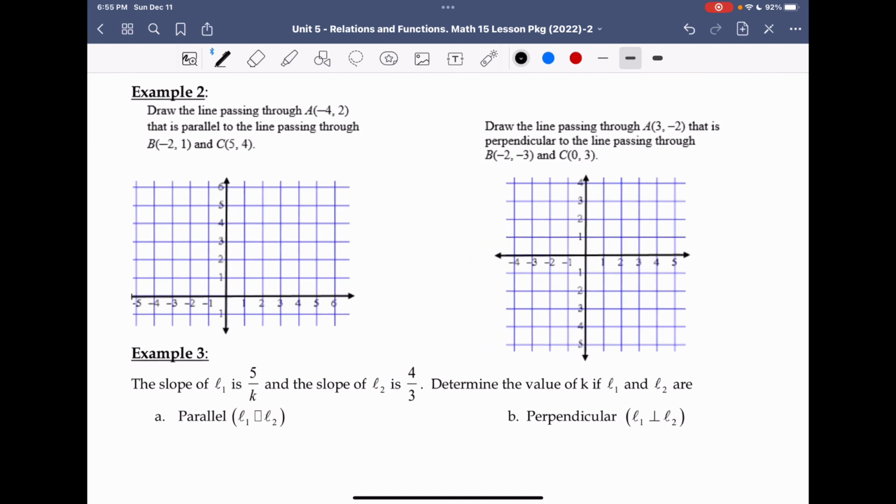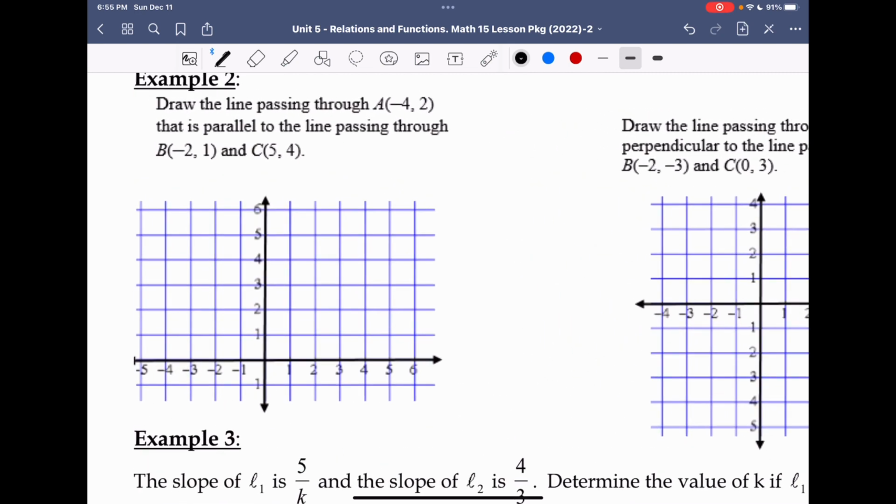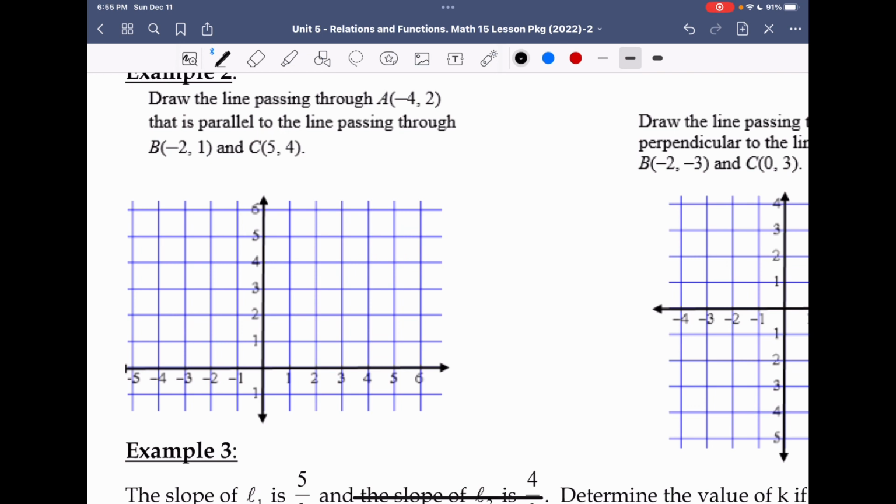All right, let's work through a couple more examples here. Draw the line passing through A, which is negative 4, 2, and a line that is parallel to the line passing through B and C. Okay, so we need to figure out, for this, we have to draw a line that passes through a given point, and it has to be parallel to another 2 points.